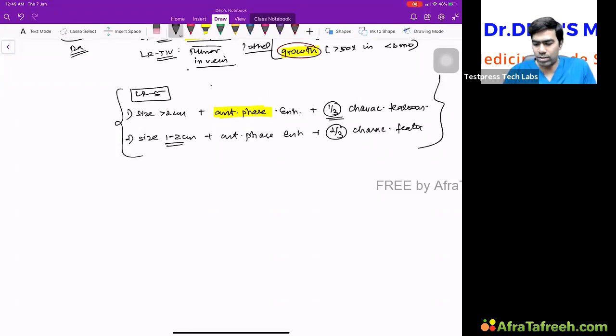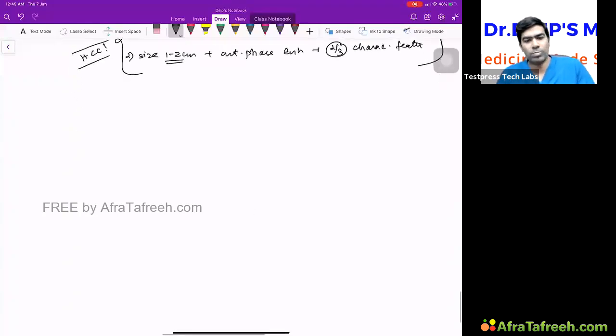So according to radiologist, size more than 2 plus arterial phase enhancement, just 1 out of 3 characteristic features. I told you what are the 3 characteristic features. Enhancing capsule, typical washout pattern, and third one is the growth demonstration, which is more than 50% in less than 6 months. So the size is less than 2 centimeter, that is 1 to 2 centimeter, with typical arterial phase enhancement. Plus, if you have at least one of the three characteristics which I mentioned, then again you can take it as HCC unless proved otherwise, and you can start the treatment straight away for LR4. You don't need any biopsy in this setting. That's what is very, very important.